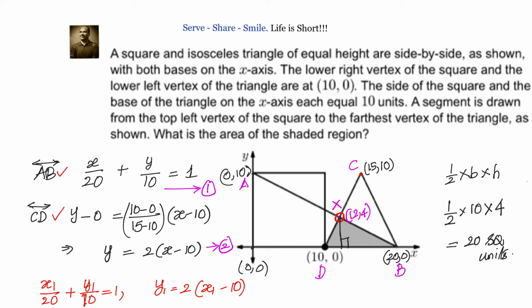We used the straight line forms to find out the equation of AB and equation of CD. The point of intersection of AB and CD is point X. We are able to find out the coordinates of X. Once we know the coordinates of X, then for the area of the shaded region we can apply the generic formula half into base into height. We know the base is a horizontal line here. So half into base into height will give us half into 10 into the height of the altitude with respect to the base, that is 4 units. So the area is half into 10 into 4, which is 20 square units.